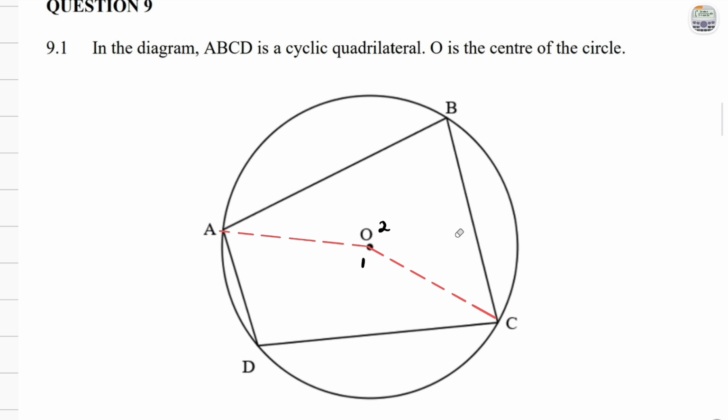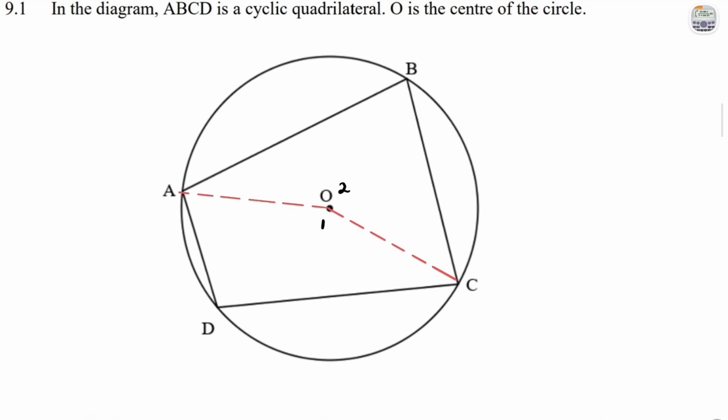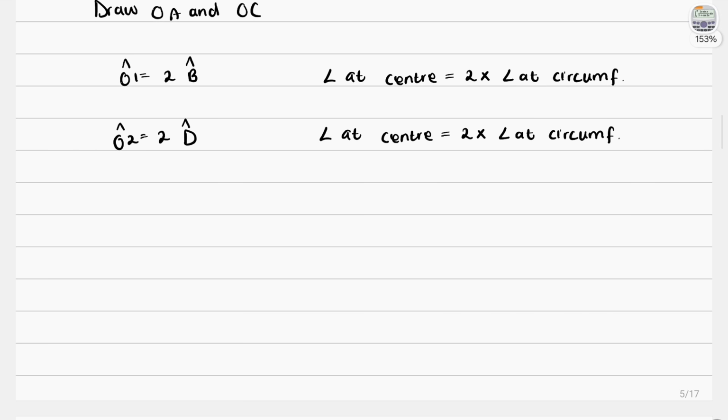Okay, so let's just put that down. We don't really need those markings. So we can tell them that angle O2 is twice the size of angle D, and it's for the same reason. Okay, now what do you notice about angle O1 and angle O2? They're both at the center. So if you take angle O1 and add it with angle O2, do you see that they create a full revolution? Those angles will add up to 360 degrees.